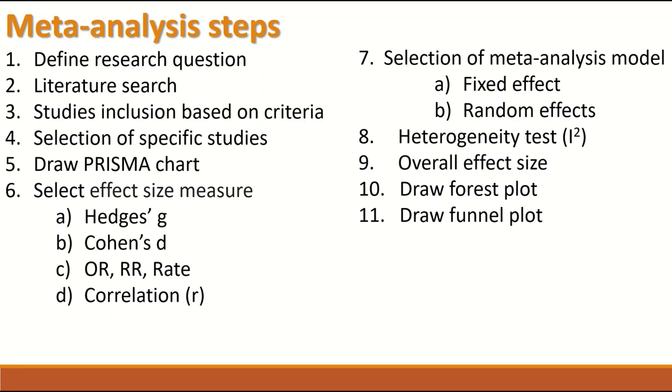And also the meta-analysis will generate a further plot called the funnel plot. The funnel plot is a chart or diagram that shows whether there is publication bias. And that publication bias can be assessed or tested by performing an Egger's regression test.